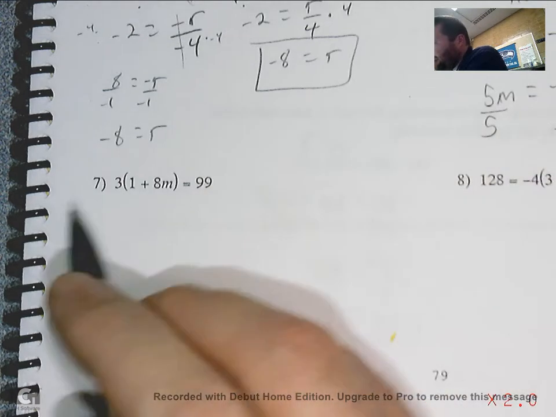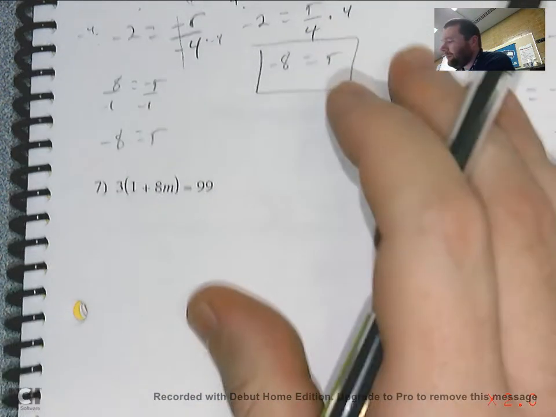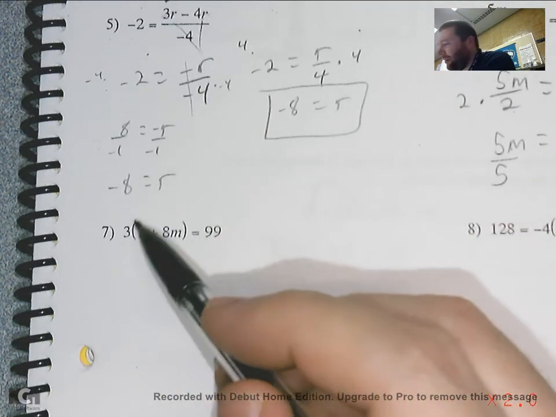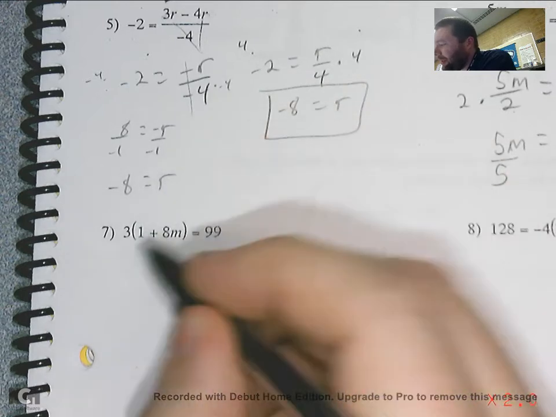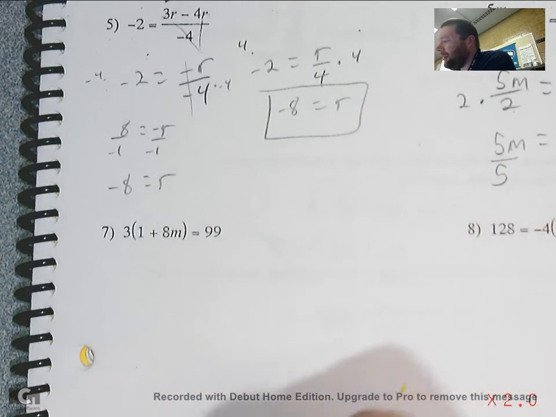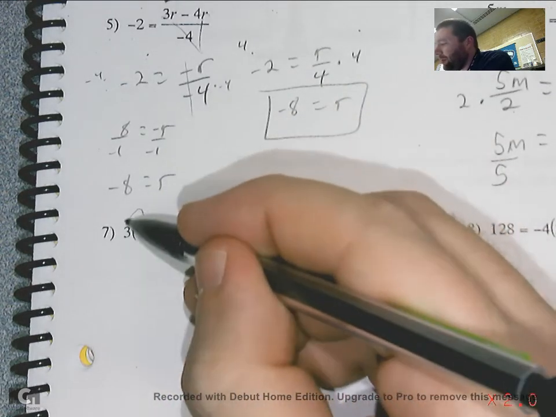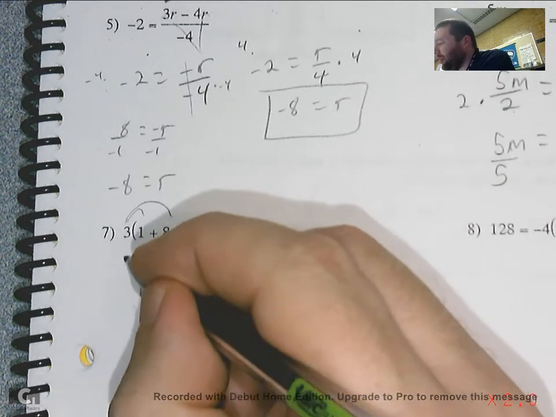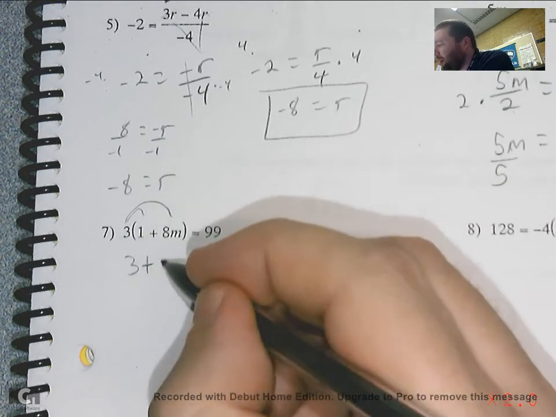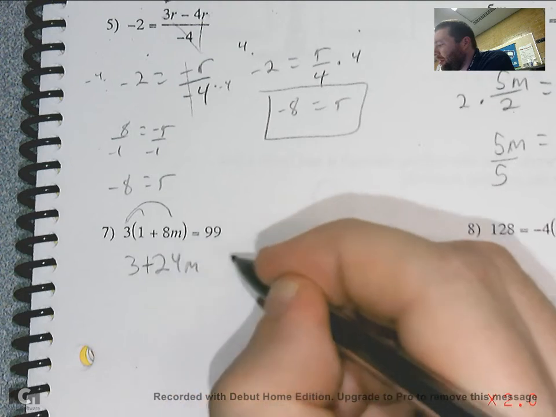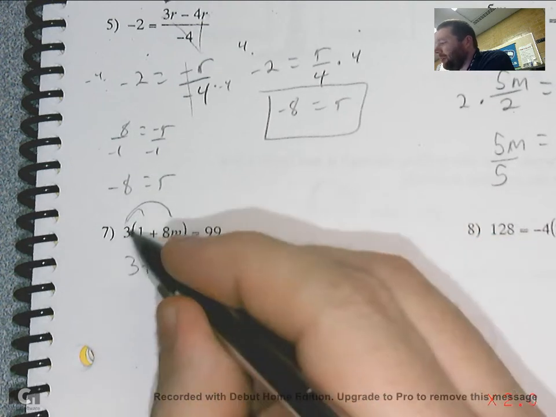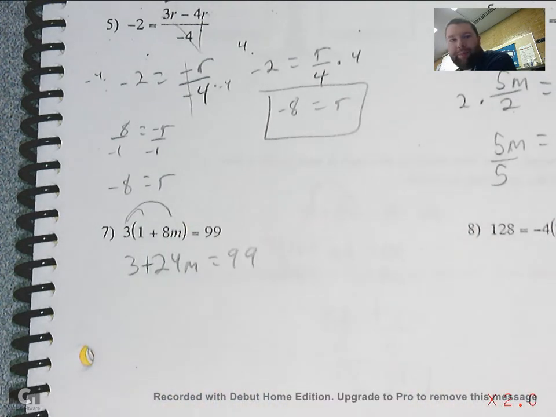And here we go. So looking at number 7. We have this 3 in front of the parentheses, right? So that's the number that's going to distribute into the parentheses. So we're going to distribute the 3 into the parentheses. It's going to give me 3 plus 24m equals 99. Because 3 times 1 is 3, 3 times 8 is 24.